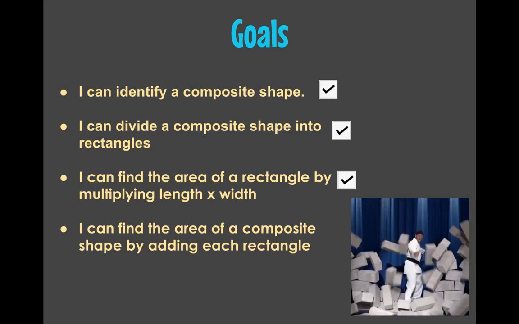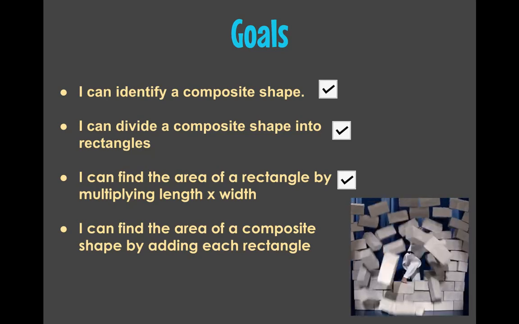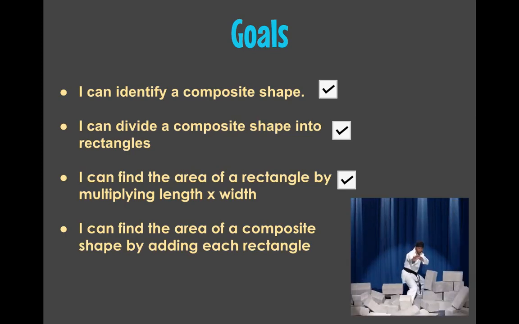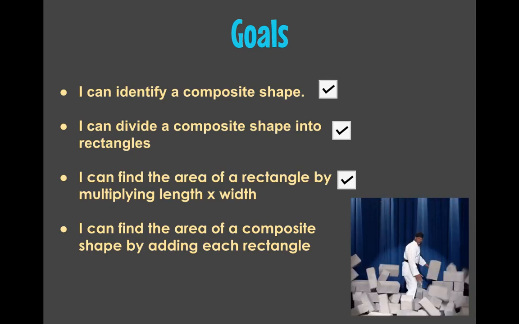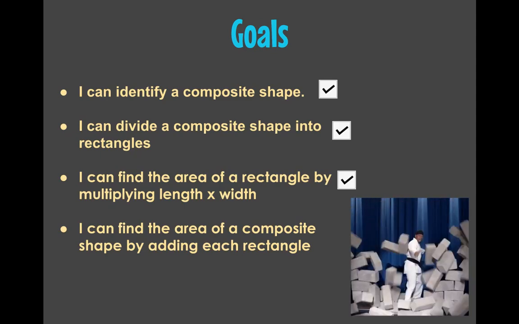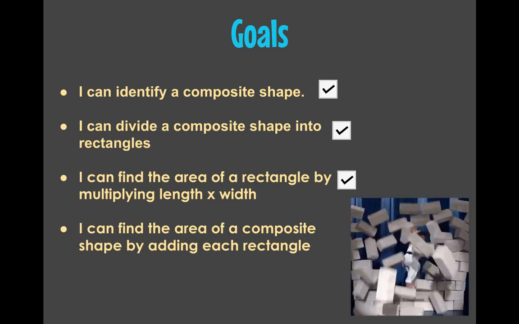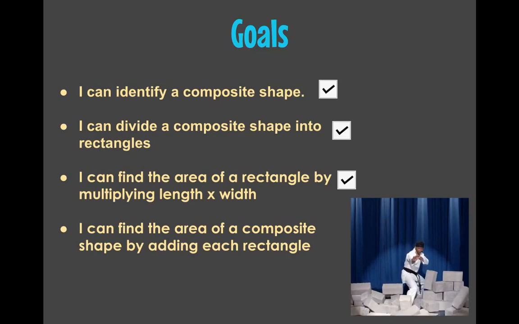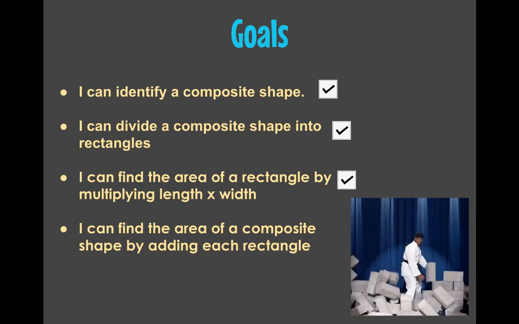You know how to do that. And remember, you always want to divide it into the simplest shapes you can and also the fewest number of shapes. So if you can divide it into 2 instead of 3, do that. It's going to be really important today to divide your composites as simple as possible. The next thing is I can find the area of a rectangle by multiplying length and width. You guys know how to do that because you've been doing it for about 3 weeks now. So that's just the area formula. We're going to be bringing that into composites today.